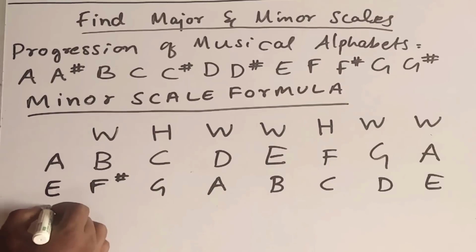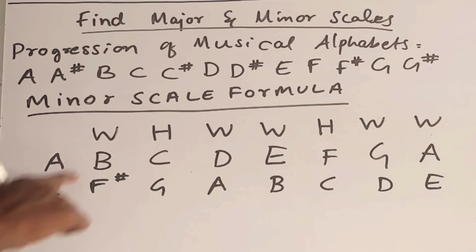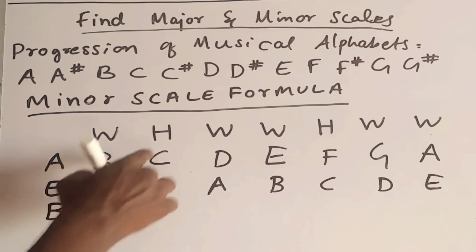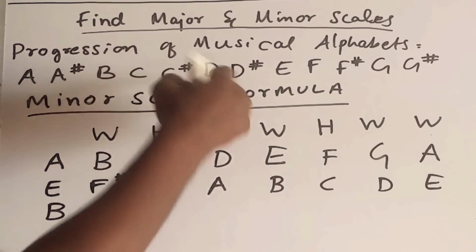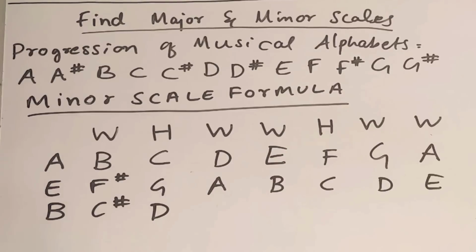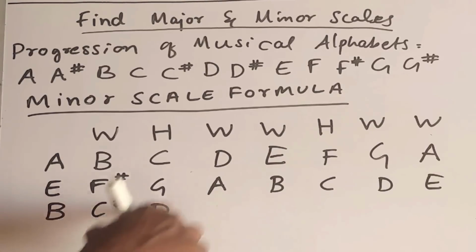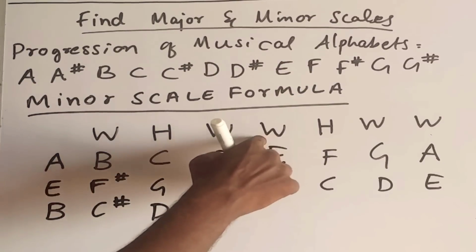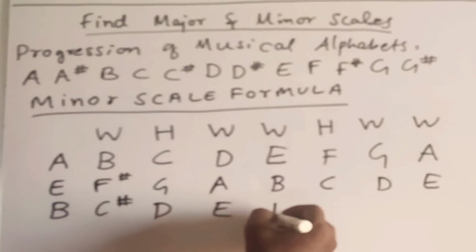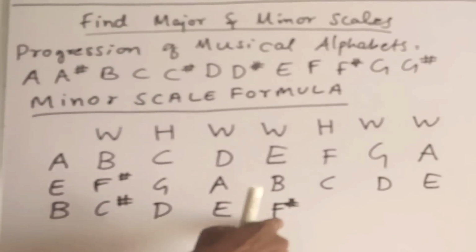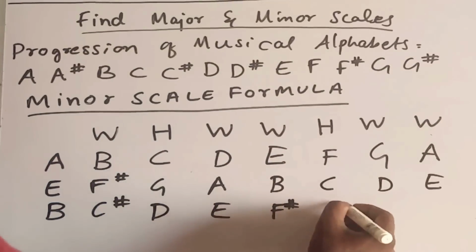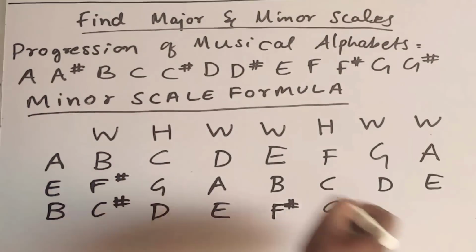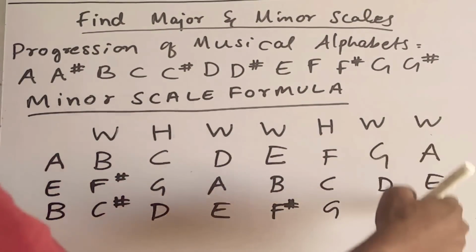Now let's find the B minor scale. B to whole step is C sharp. C sharp to half step is D. D to whole step is E. E to whole step is F sharp. F sharp to half step is G. G to whole step is A. A to whole step is B.